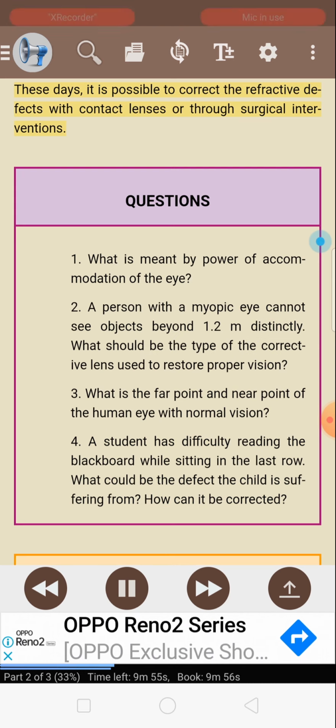It facilitates near vision. These days, it is possible to correct the refractive defects with contact lenses or through surgical interventions. Questions. 1. What is meant by power of accommodation of the eye?